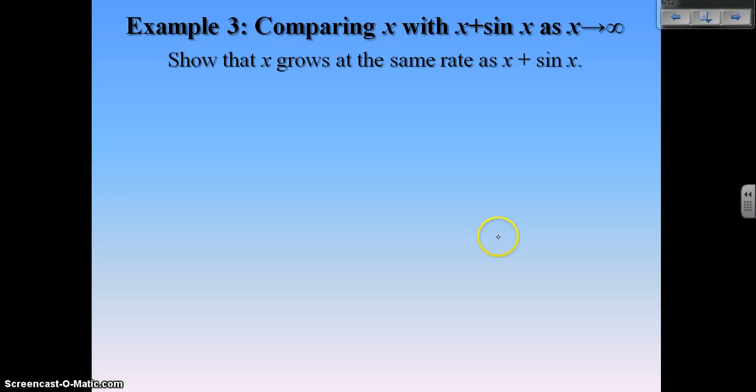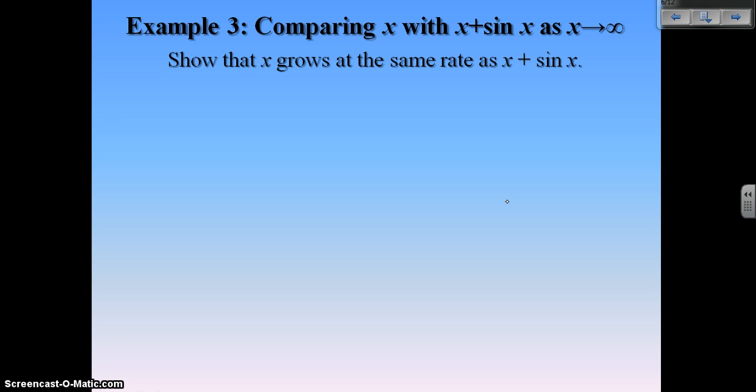Alright, another example. Let's compare x with x plus sine x. This one says show that they grow at the same rate. Now, it's going to give you a caution here. A lot of people think that in order for things to grow at the same rate, if you're dividing them, you have to get 1 as an answer.